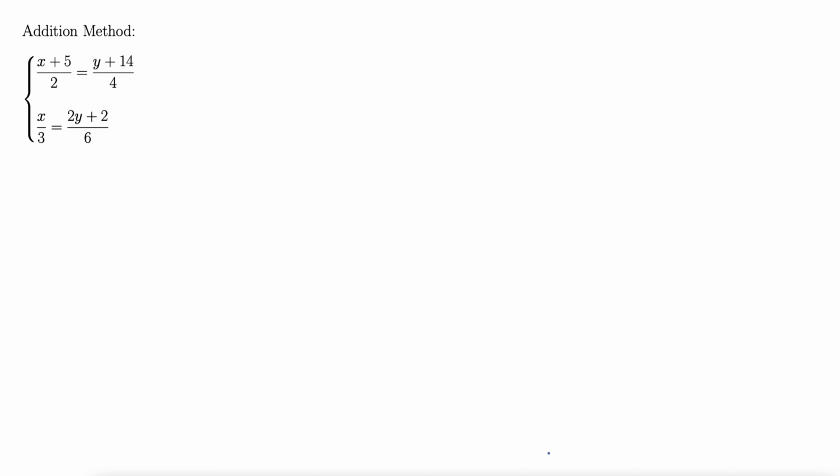Let's use the addition method to solve a slightly more complicated example. Here we have the system (x + 5)/2 = (y + 14)/4, and then the other equation x/3 = (2x + 2)/6.